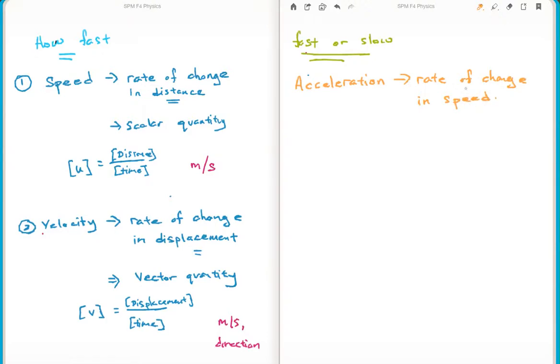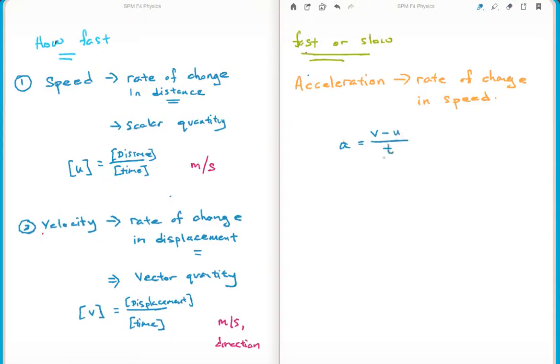How fast will the object accelerate? It depends on how fast it changes speed over time. So now you have a first equation. We say A, acceleration, is the final velocity minus initial velocity over the time difference between them. V minus u over t.